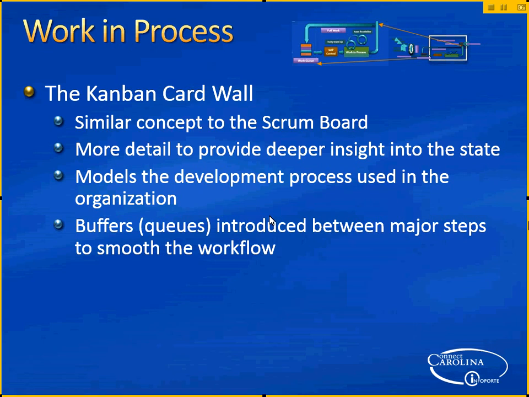Just like Scrum, Kanban has a card wall, but the card walls are a little different. It has a little more detail on it, and it initially models the development process that we're in, the environment we're moving into with Kanban. It introduces buffers between the major steps in the development process so that any individual organization can keep working. If something gets into their buffer, it's basically their input queue. They still keep working on the stuff they're working at capacity, and so it smooths the process.